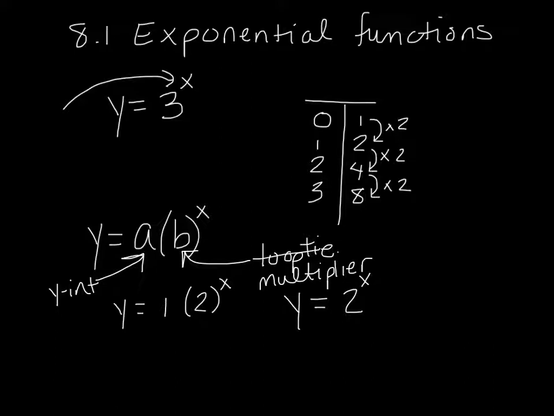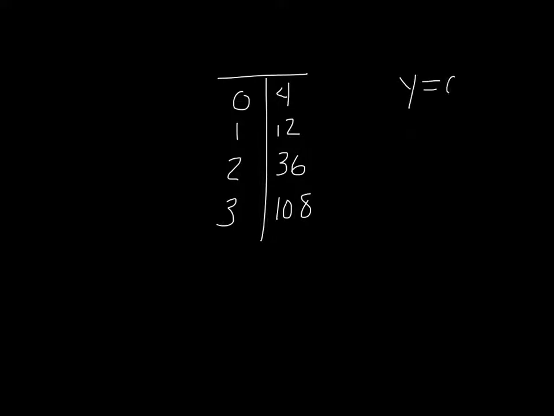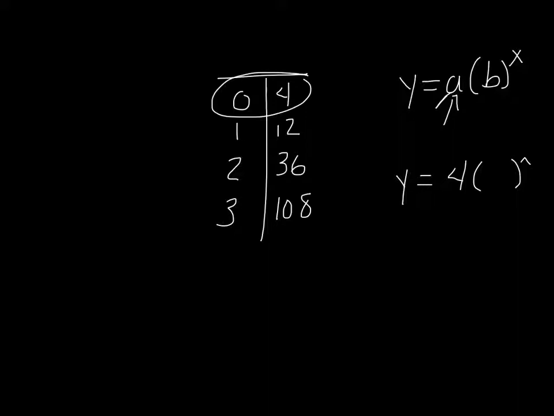So let's look at another example. Let's say we have a table that says 0, 1, 2, and 3, and now I have 4, 12, 36, and 108. So remember, my equation is y equals a times b to the x. And so a, remember, is my y-intercept. So my y-intercept is when x equals 0, that's going to be 4. And then the number to the x power is my loop-d number. So if I look at this, I'm multiplying by 3 every time to get to my next one. So that means the number inside the bubble is 3.